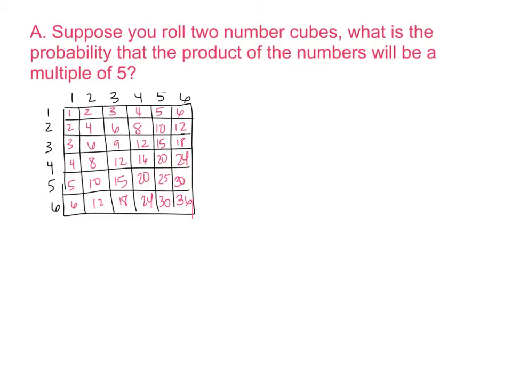Alright, so part A says, suppose you roll 2 number cubes. What is the probability that the product of the numbers will be a multiple of 5? So let's go through and circle all of our multiples of 5. We have 1, 2, 3, 4, 5, 6, 7, 8, 9, 10, 11. So we have 11 multiples of 5 out of our total number of possibilities, which is 36. So we have an 11 out of 36 chance that one of our products that we roll is going to be a multiple of 5.